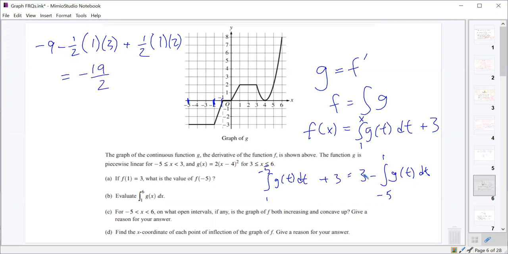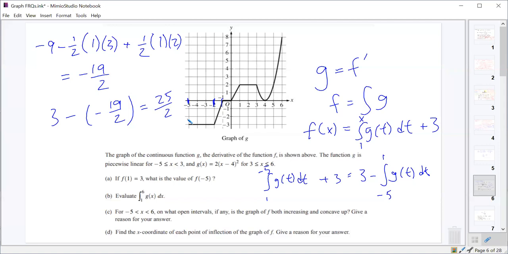So we have 3 minus -19/2. 3 minus -19/2 ought to be 13/2. That's not right. I cannot do it. That ought to be 25/2. I don't know why, for some reason I thought that was a negative. Good or no? Any questions there on part A?